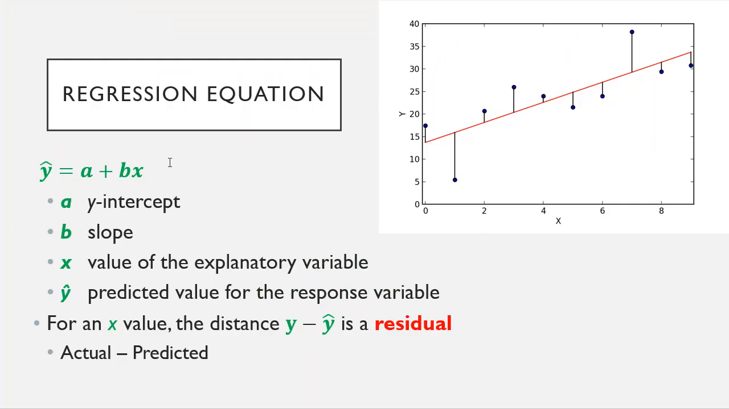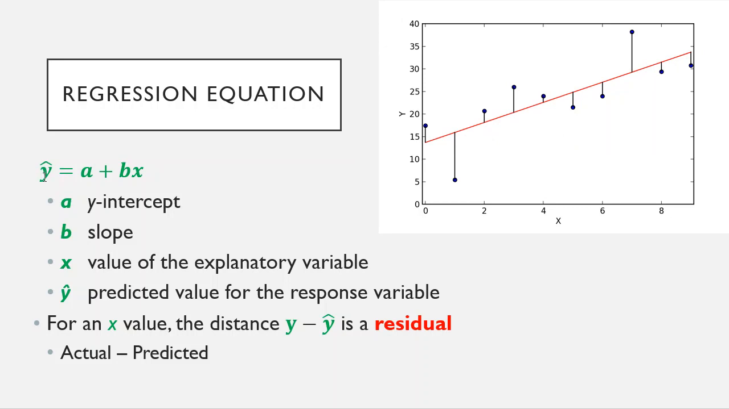Now the equation it spits out is going to look like this. It's called the regression equation. It's y hat equals a plus bx. X is my explanatory variable, and y is my response variable. Each of these data points is a real measurement of x and y. But the regression line doesn't necessarily go through all the points, so that's why we call it y hat.